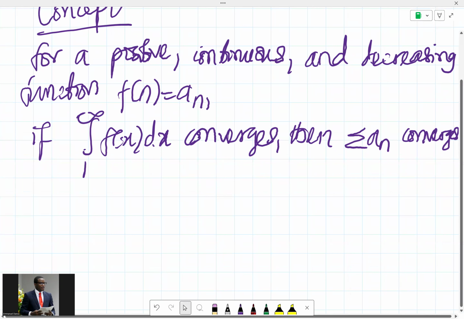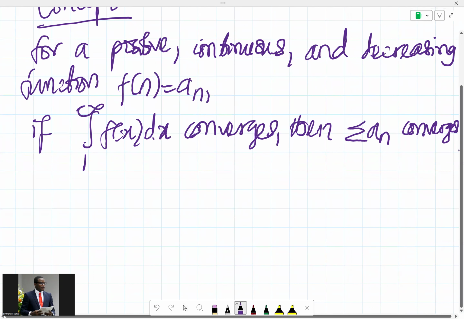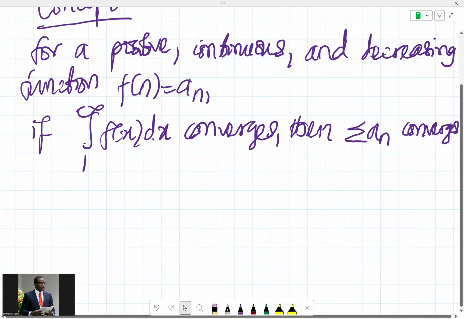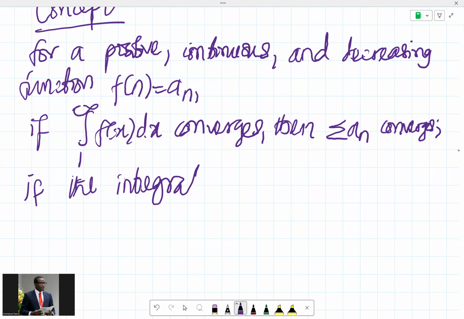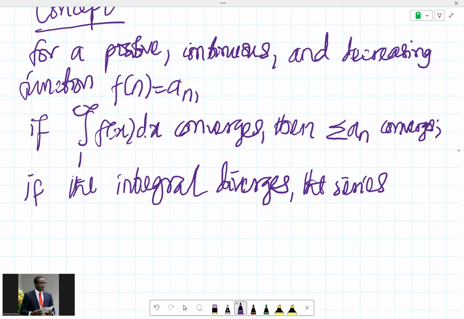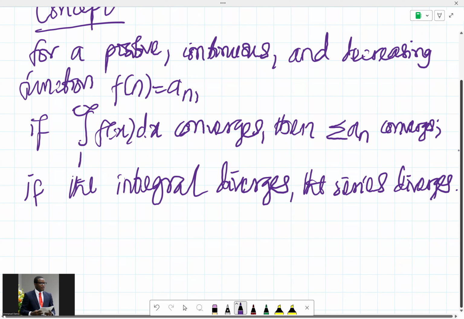On the other hand, if the integral diverges, then the series also diverges. So the integral determines whether the series converges or it doesn't. That's basically the idea of the integral test.